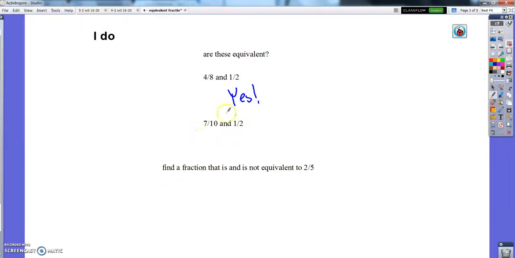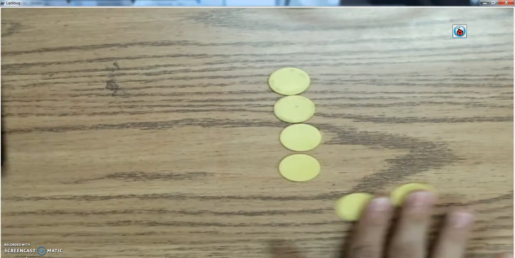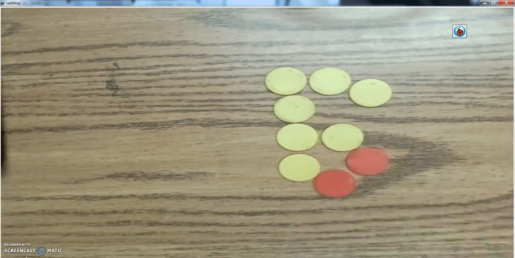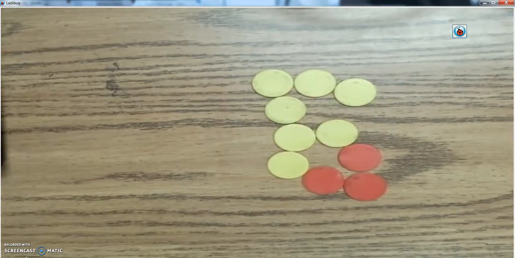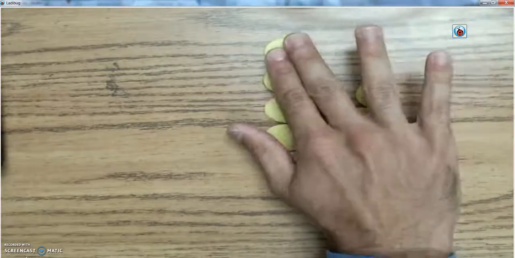All right, let's try another one. So 7/10 and 1/2. Let's see if these are equivalent. So again, I'm going to start with my larger denominator. It's a little easier on these to start with your larger denominator with this strategy. So let me clear out. And I'm going to start with that 7/10. So I'm going to bring 10 of these over. 1, 2, 3, 4, 5, 6, 7 yellow pieces out of 10 total pieces. And I'm going to see if I can set them up in rows that look like 1/2 to see if it's equivalent to 1/2. So I can maybe make 2 rows of 5.